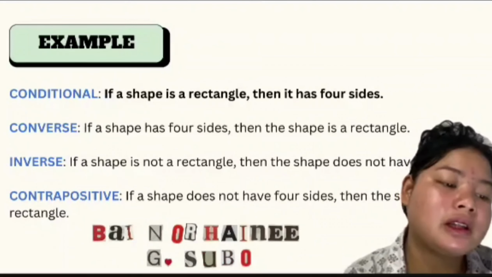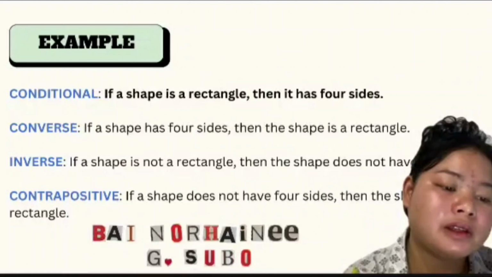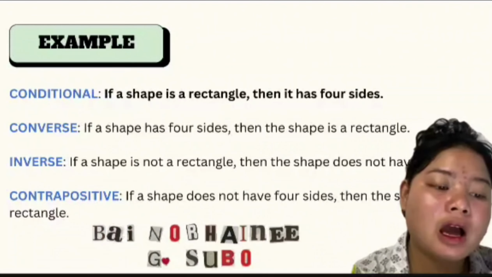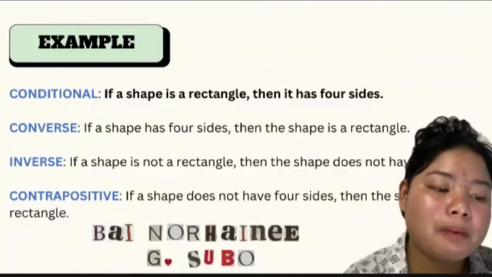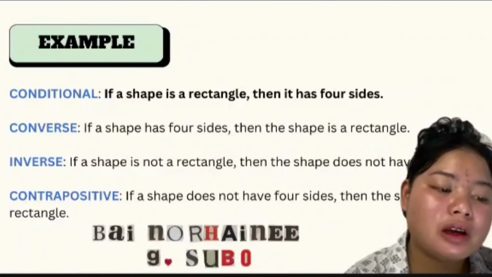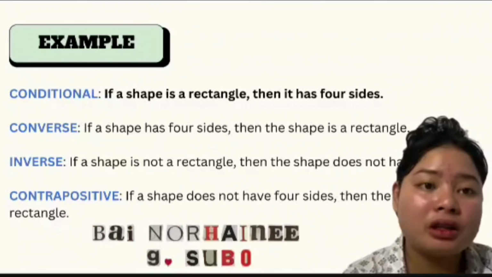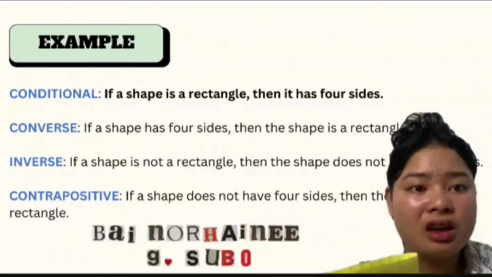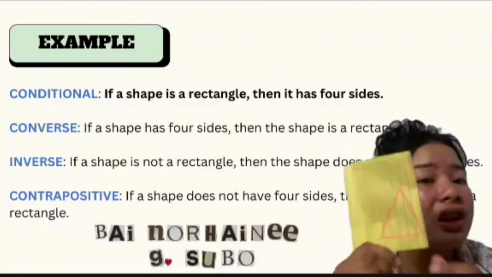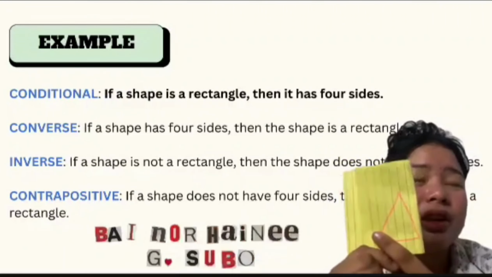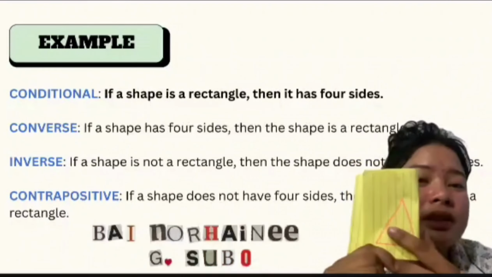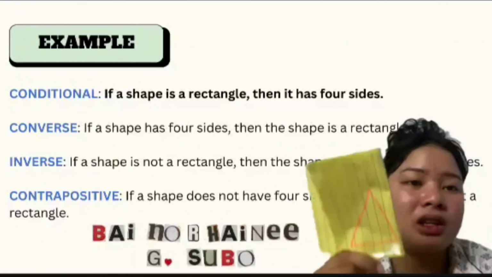Contrapositive: if a shape does not have 4 sides, then the shape is not a rectangle. If its shape does not have 4 sides either, it will not be a rectangle because it is like a triangle, which does not have 4 sides since it only has 3 sides.